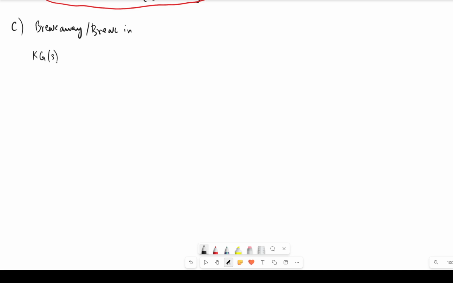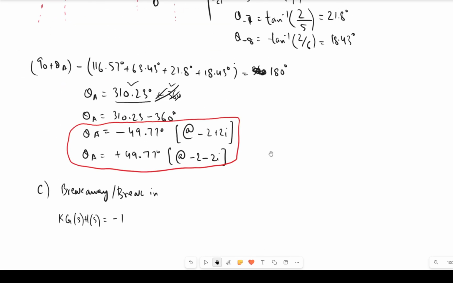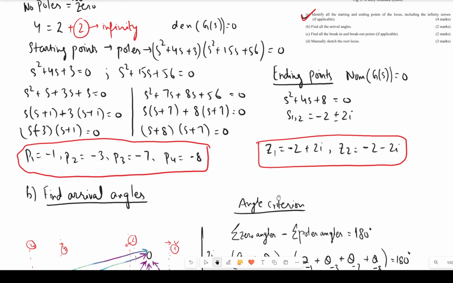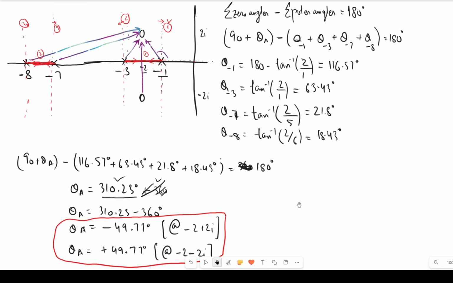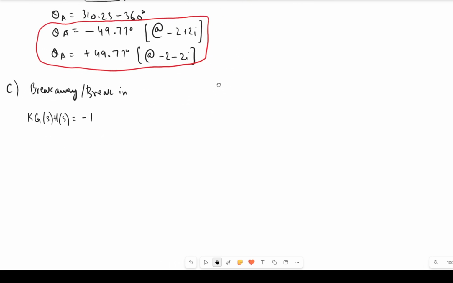K g of s, h of s equals minus 1. H of s is basically the feedback path. So our h of s is equal to 1. There is no value in this backward path. This is our g of s and this is our k. So we'll plug in all these values down there.